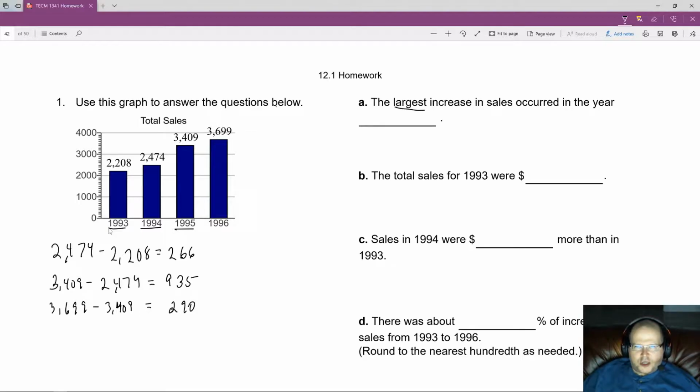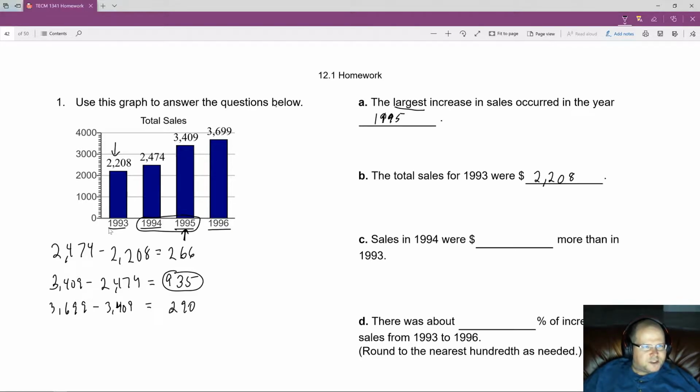Now they say they want the largest increase. So it looks like the largest increase is right there. And that was between these two, right? It was between 1994 to 1995. So the largest increase in sales occurred in the year, we would probably say 1995. So I'll put 1995 there. Then we say the total sales for 1993 were, it's right there, that's the number right there, right? So we would say that's 2,208.